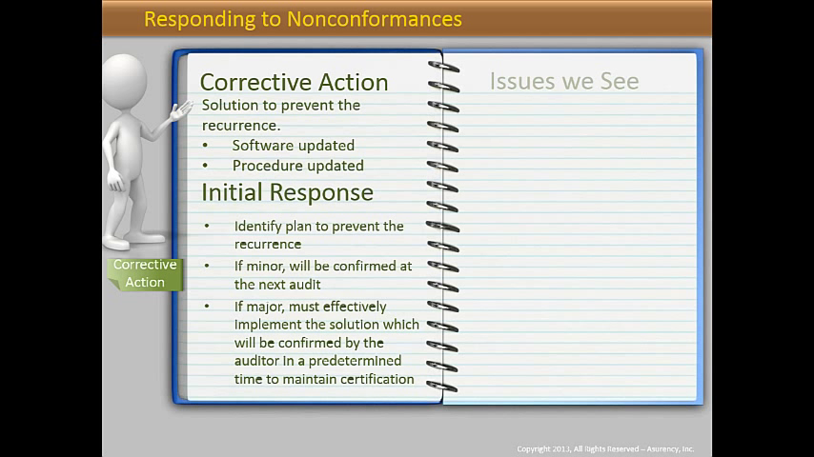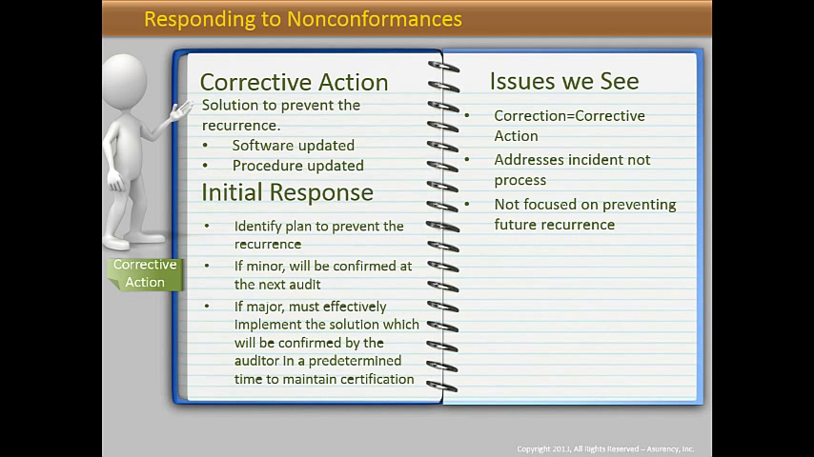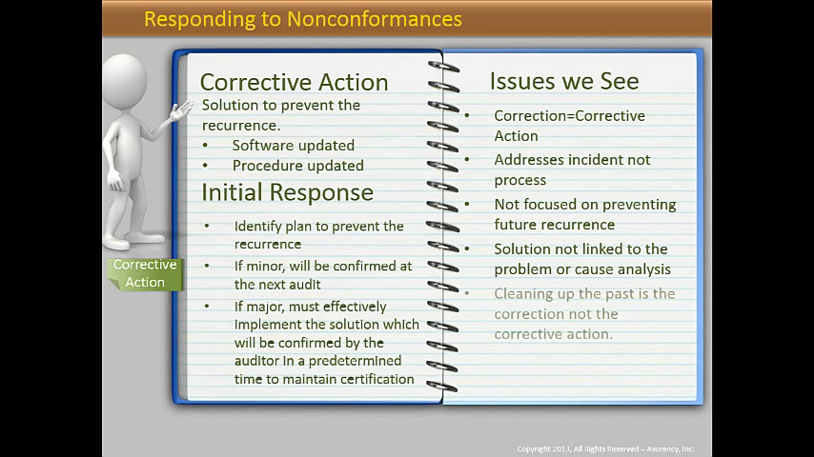The main problems we see with the corrective actions is that the solution identified is the same as the correction and/or only addresses the incident. It does not identify a solution that will prevent the future recurrence of the non-conformance. As stated earlier, the other issue is that the solution is not correlated to the problem or root cause identified. Ensure your corrective actions prevent the recurrence of the non-conformance, and don't simply clean up past records and practices.